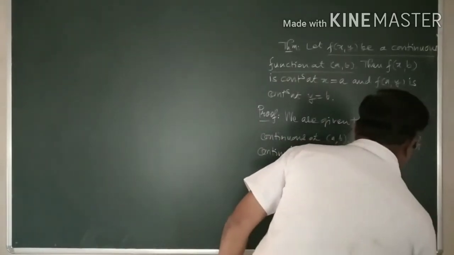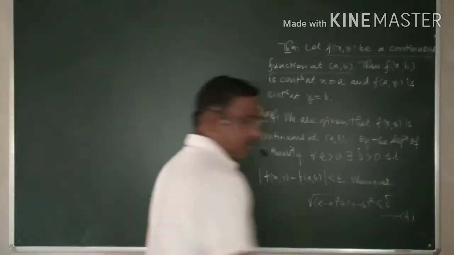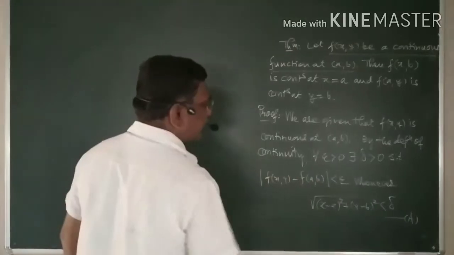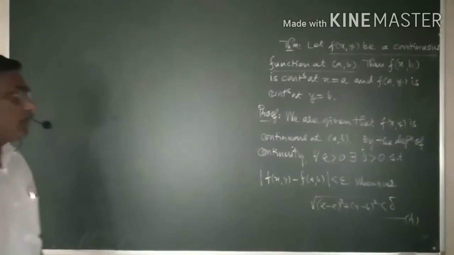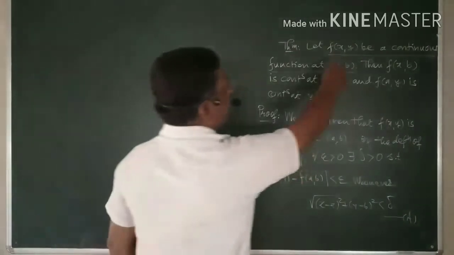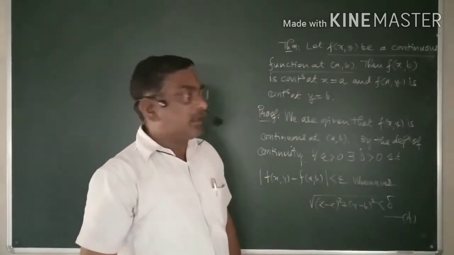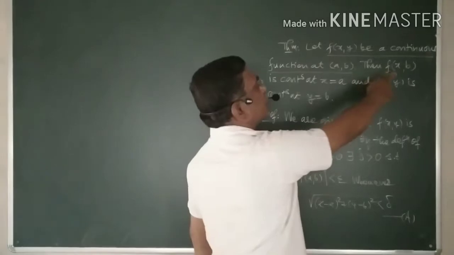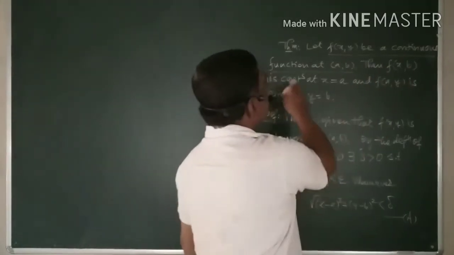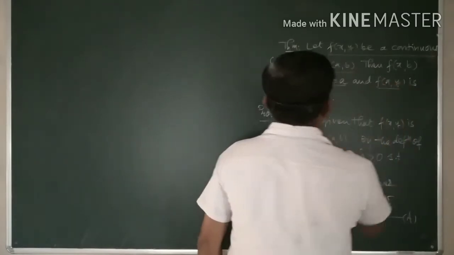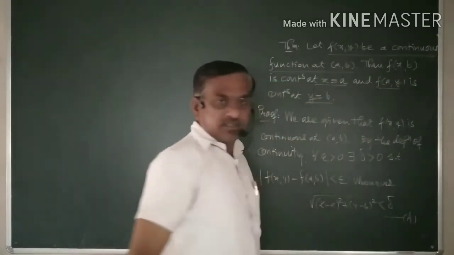Let me call this inequality A. Now, what do we need to show? This is given to me: f of x y is a continuous function at (a, b). Now, we need to show that f of x comma b is continuous at x is equal to a. Similarly, f of a comma y is continuous at y is equal to b.